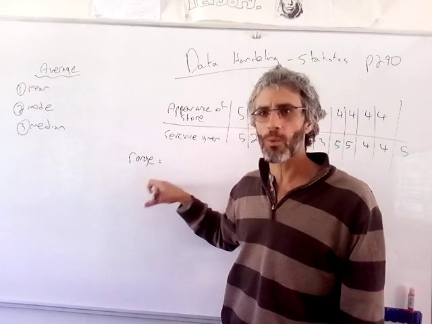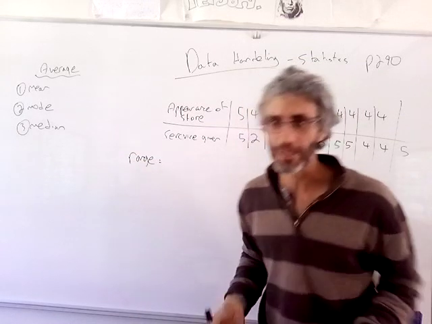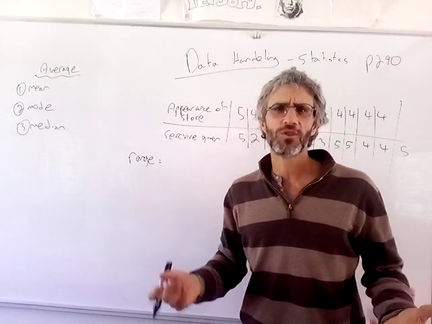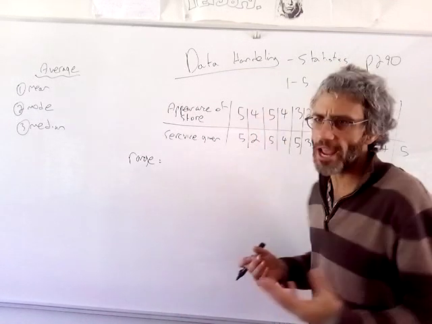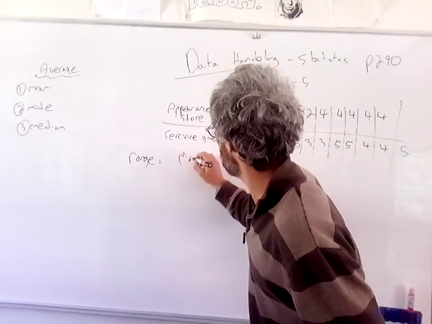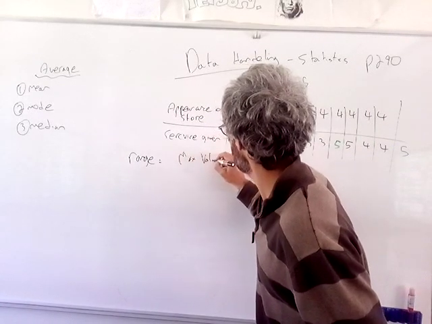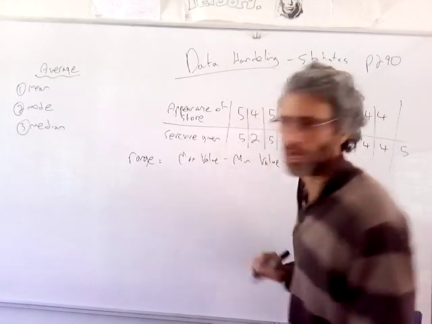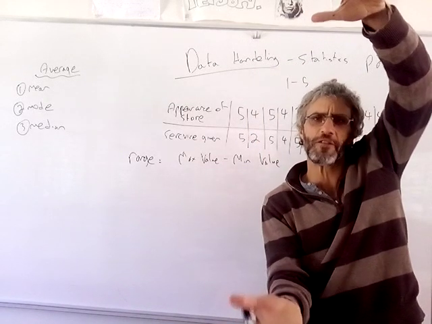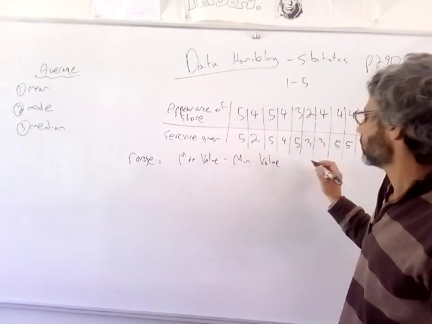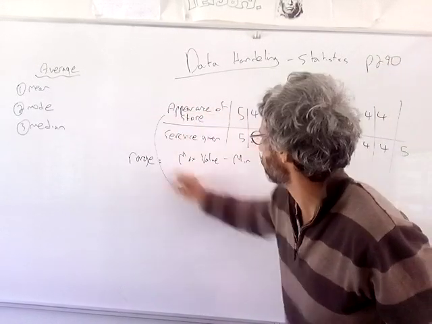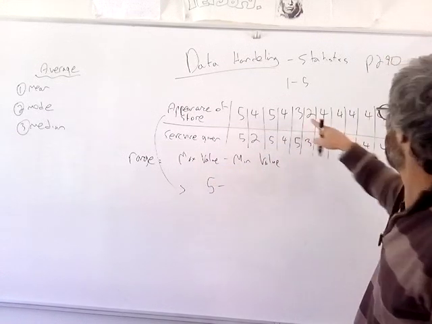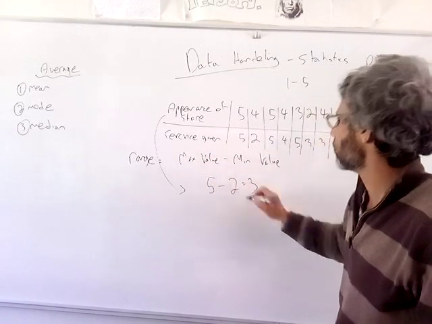One more thing that we need to be able to do, another tool we developed for stats, is range. Okay, and you come across that. I think you've heard of this. A range is basically your maximum value minus your minimum value. Okay, it's how much different is the top to the bottom. So in this case, for the appearance of the store, the maximum value is 5, the minimum one is 2, so the range will be 3.